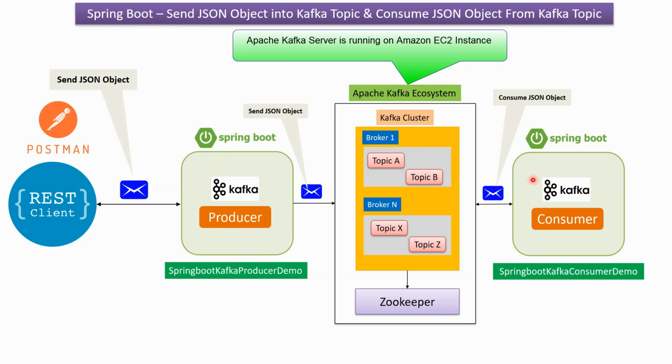And here you can see another Spring Boot application. The Spring Boot application name is Spring Boot Kafka Consumer Demo. It has consumer code. Using that, it will consume the JSON object from the Kafka topic. We will see this example.